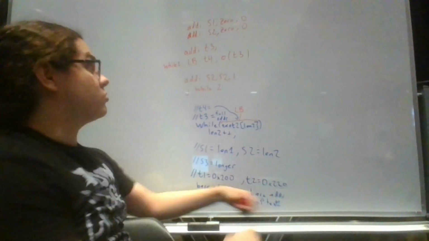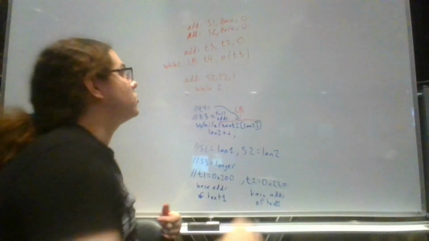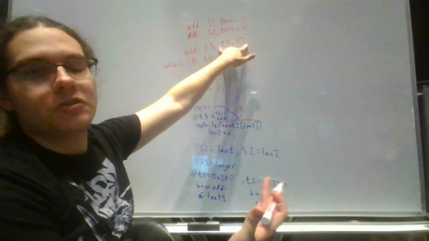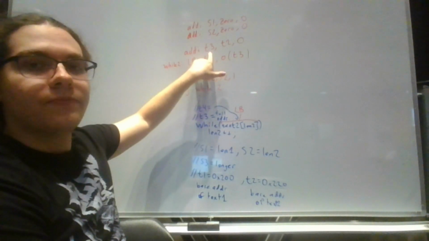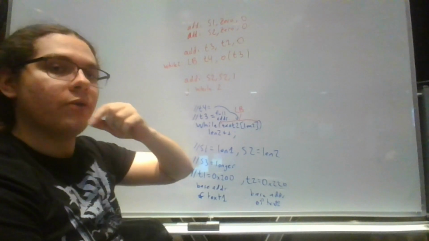And the base address here is stored in T2. So again, all I'm doing is basically storing the base address plus 0, so just the base address, into T3. Again, you could write that as a pseudo instruction, move T3, T2, and that would work as well.